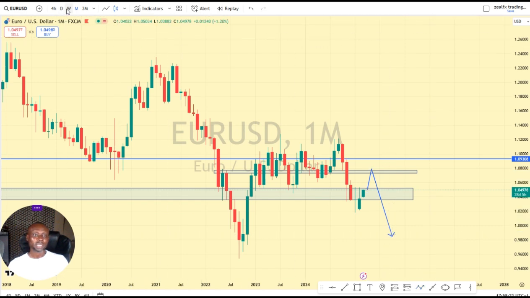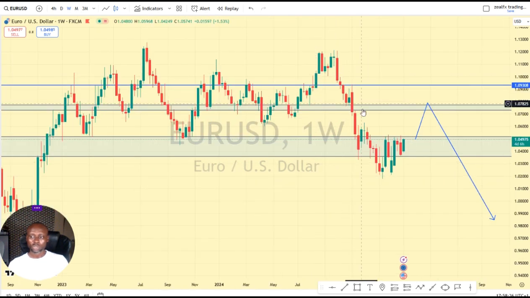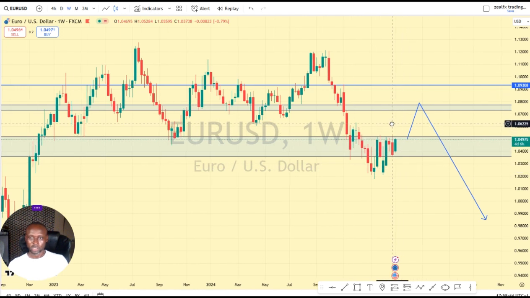But if price fails, we expect price to resume the downtrend for the euro USD. So let's look at the weekly chart of the euro USD. On my weekly chart, we have a downtrend structure on euro USD. So long as we have a downtrend structure on euro USD, we expect price to push higher for the euro USD.